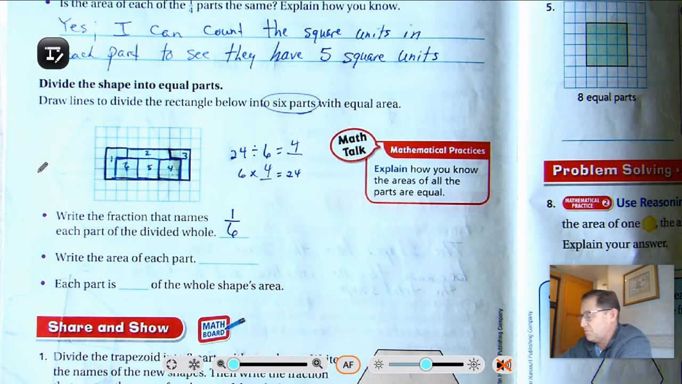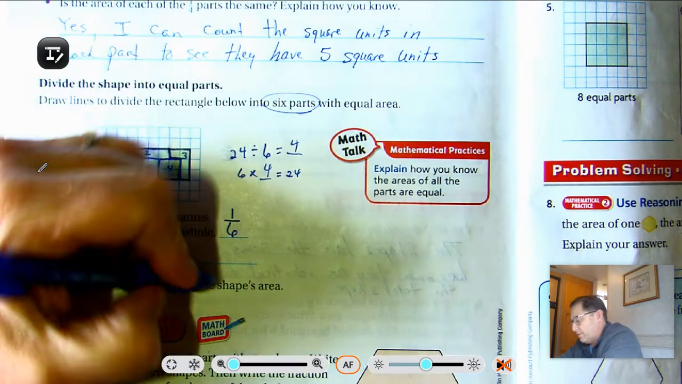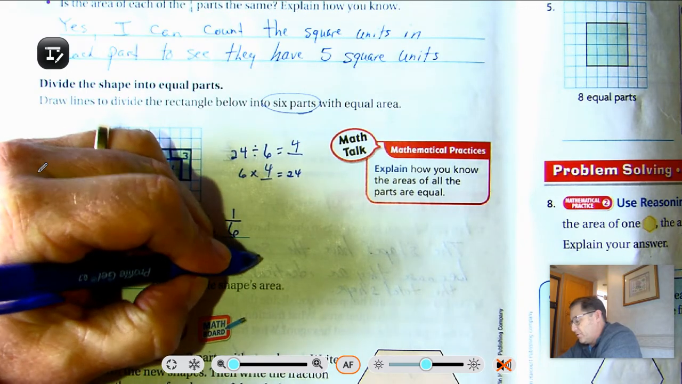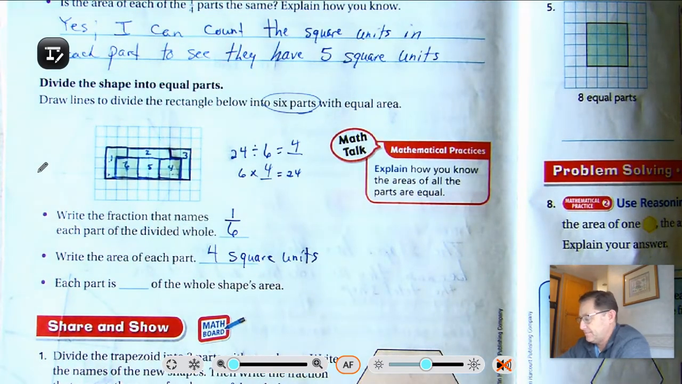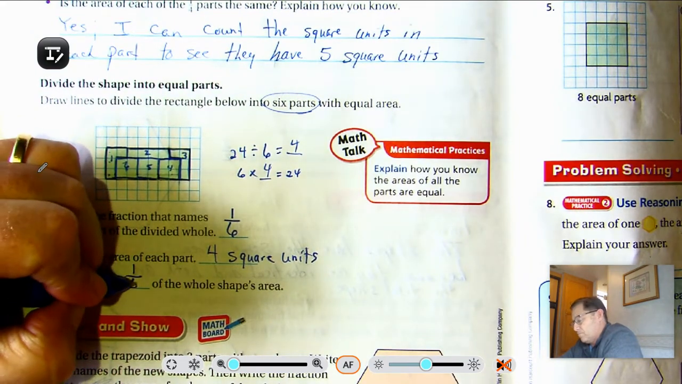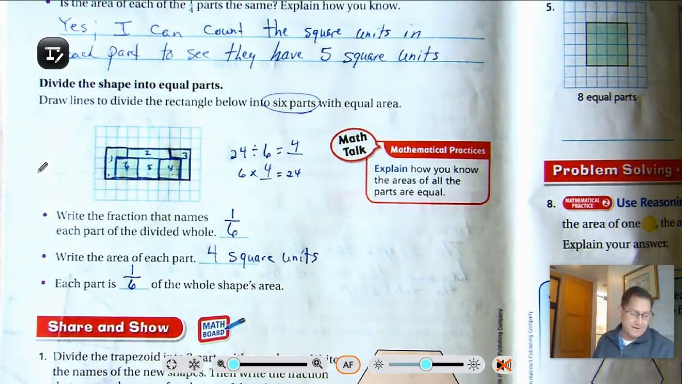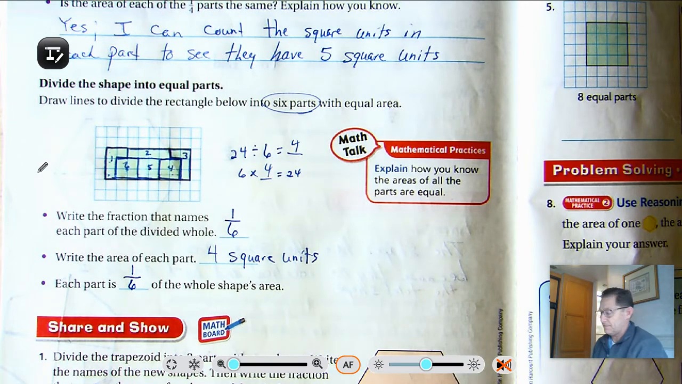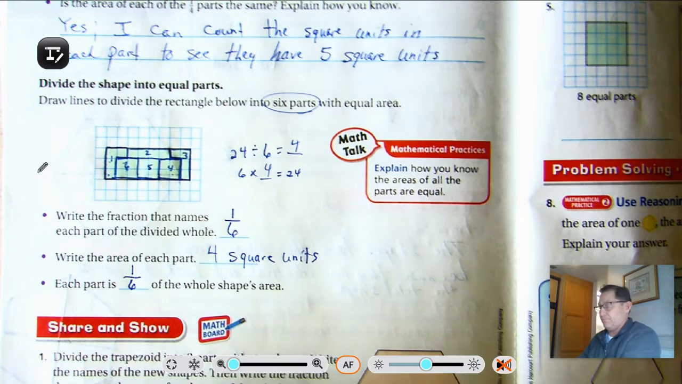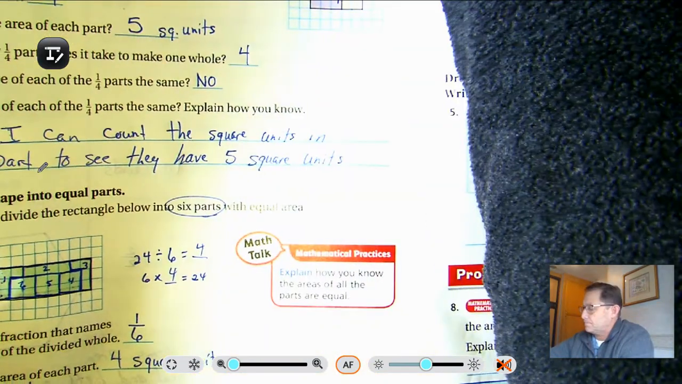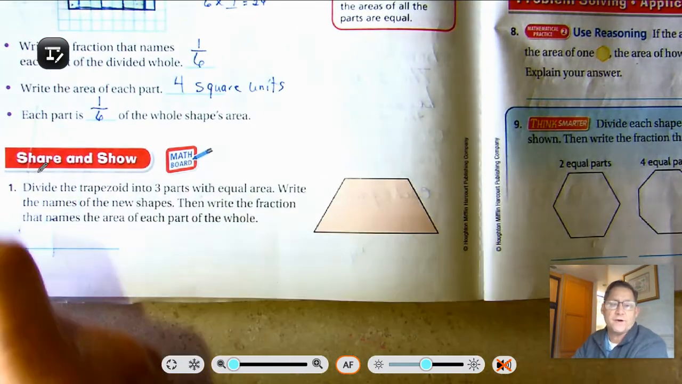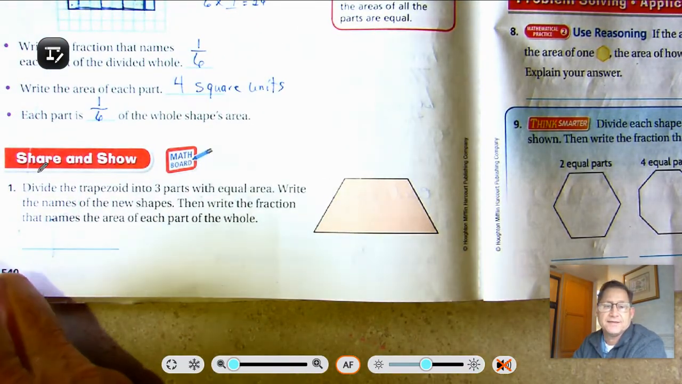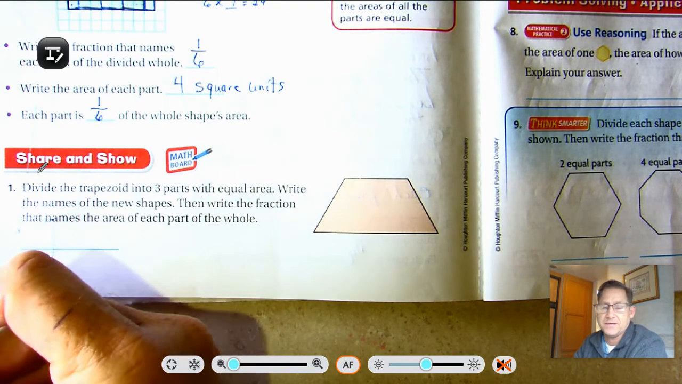What's the area of each part? 1, 2, 3, 4. 4 square units. Each part is 1/6 of the whole shape's area. All right, divide the trapezoid into three parts with equal area. Write the names of the new shapes. Then write the fraction that names the area of each part of the whole.